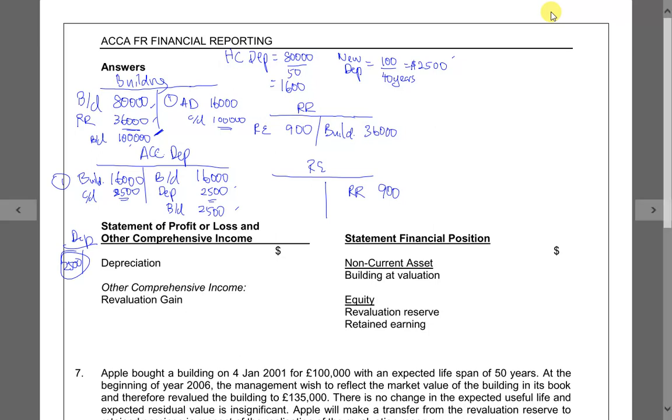So now, in our SPL, we have sales, cost of sales, gross profit, and we have expenses. How much are our expenses this year? I put it in brackets as an expense.